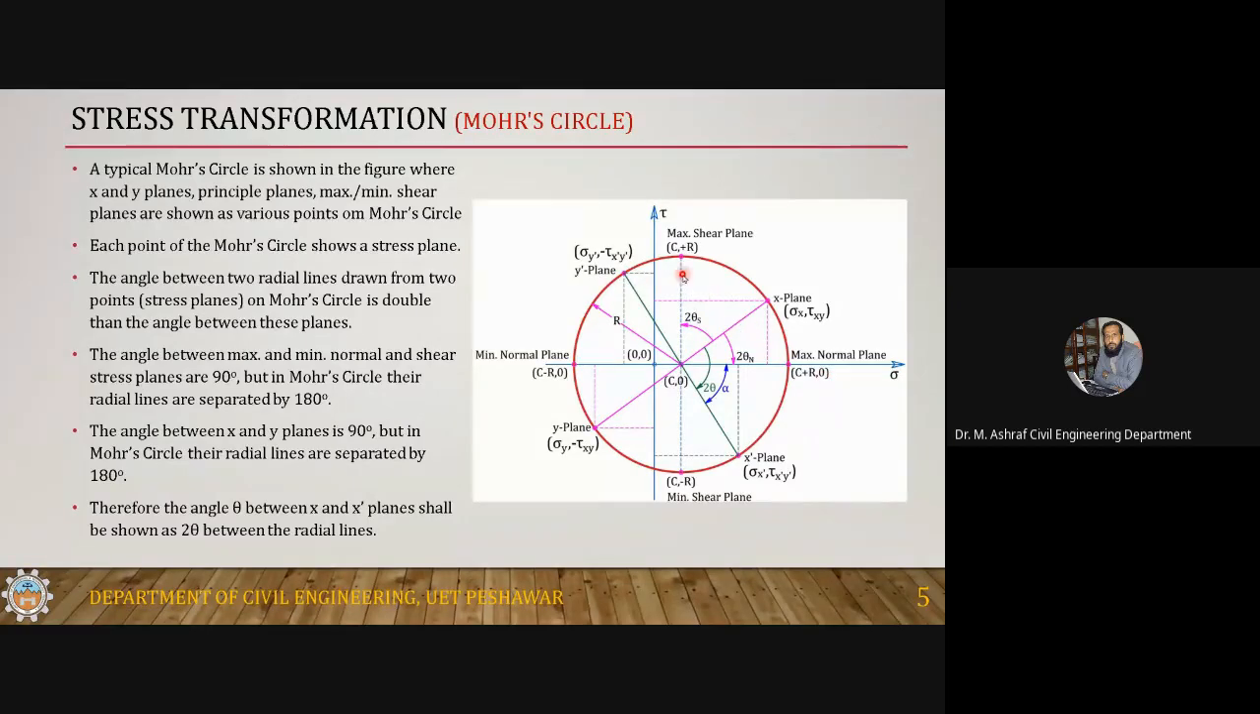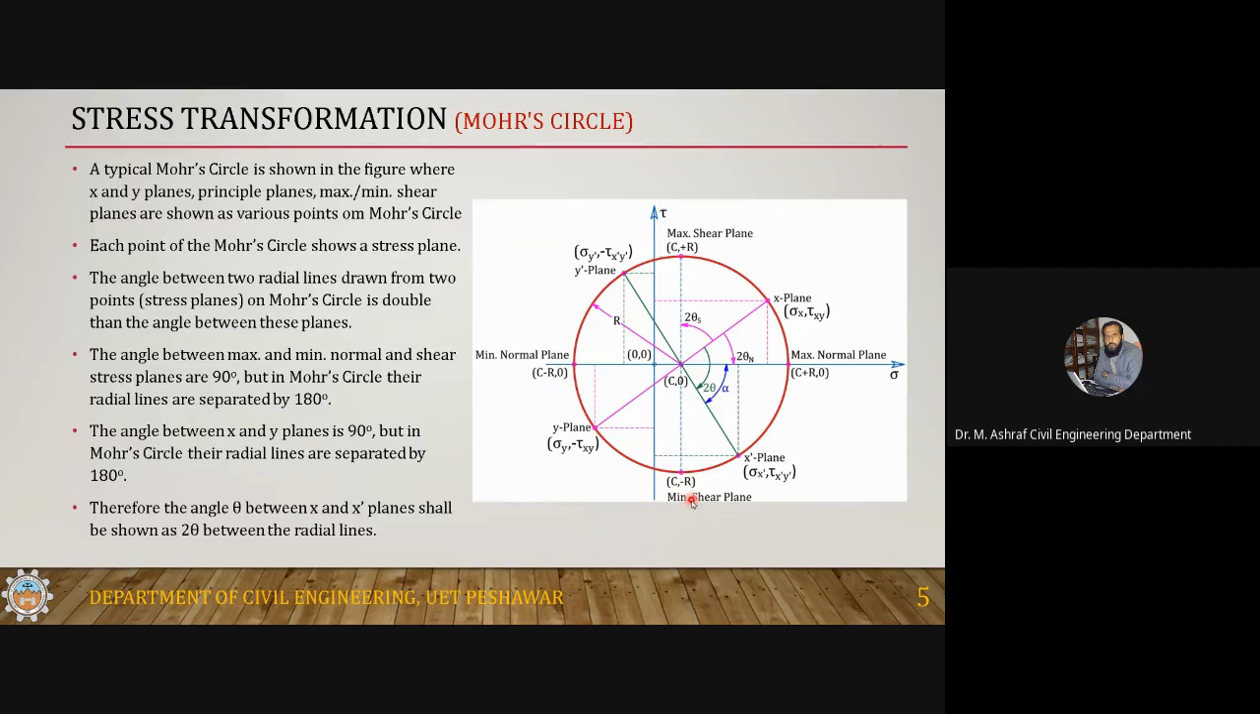Now this point is having maximum shear stress. No other point is having shear stress greater than this one. All other points lie below this one. So this is the maximum point, and this is the minimum point. No other point is lying below this point.